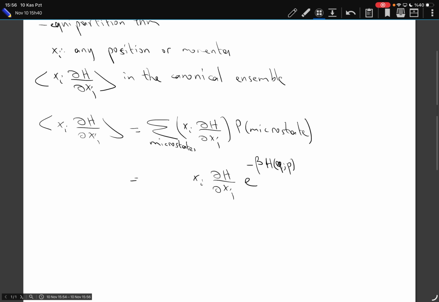The sum over microstates will be an integral over all momenta and coordinates. So I'm writing dp and dq. This is actually a 6n-dimensional integral. dp meaning all the components of all the momenta, dq meaning all the positions of all the particles. And then the probability will be this divided by the partition function, which is nothing but the same integral without the x_i ∂H/∂x_j.